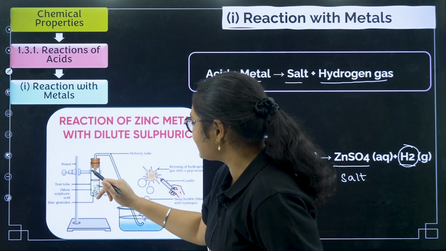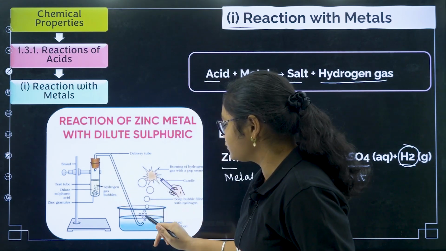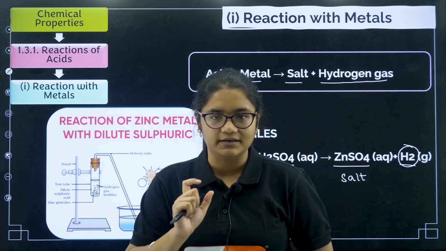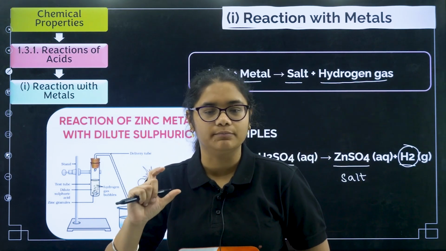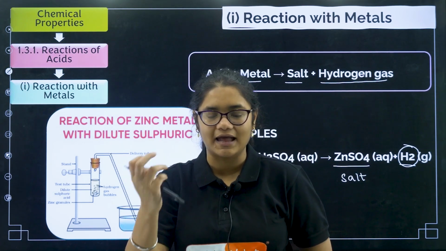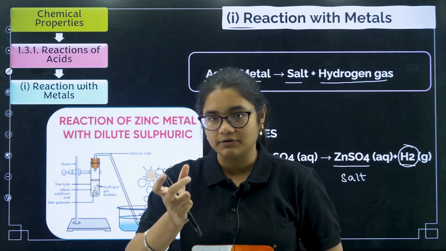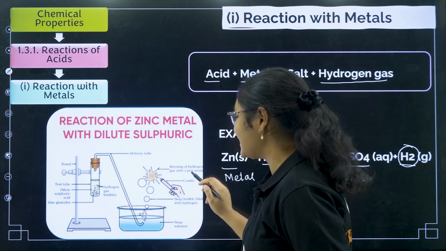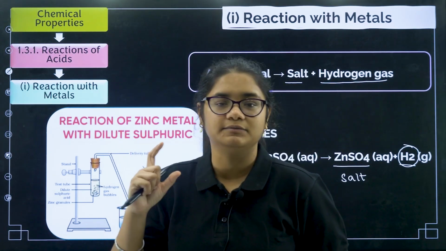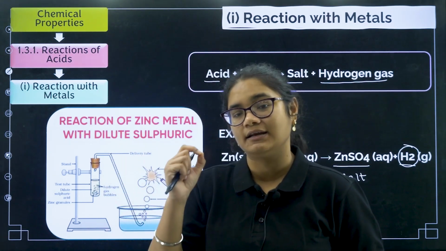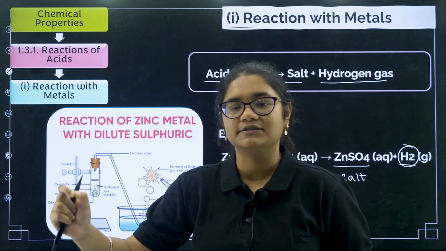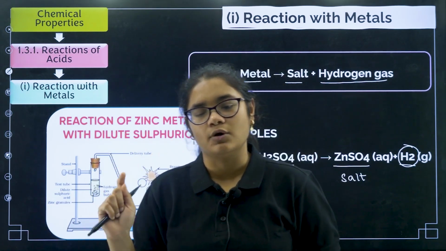Now I allowed these hydrogen gas bubbles to come here. If you bring a matchstick here, the hydrogen gas will burn. In the presence of oxygen and fire, the hydrogen gas will burn and produce a characteristic pop sound. If a pop sound is produced, that is an indicator that hydrogen gas is produced. So whenever metal reacts with acids, hydrogen gas and salt are formed.